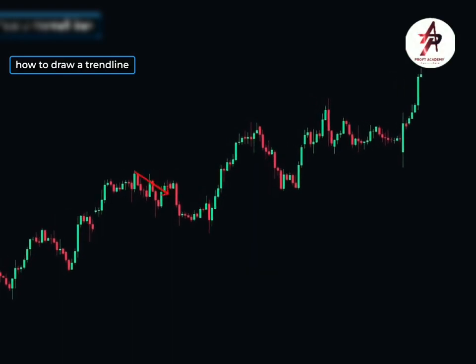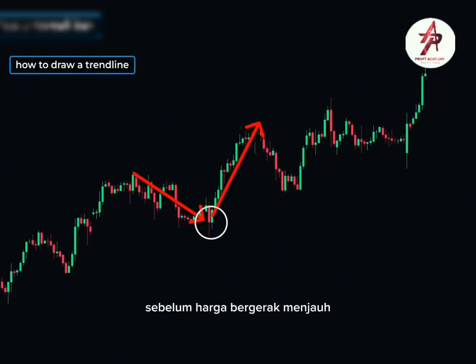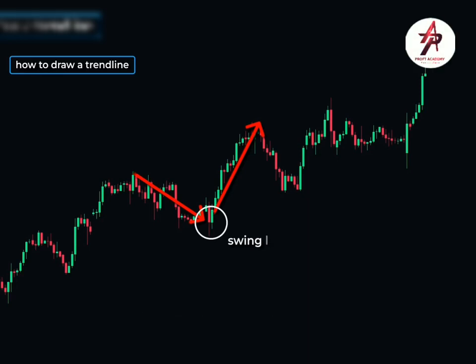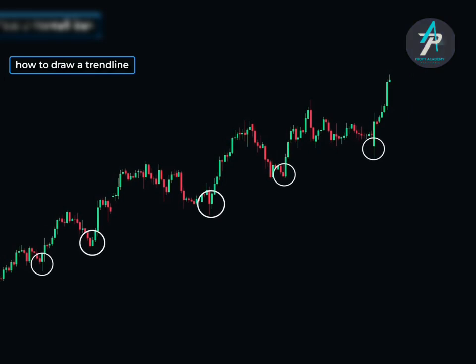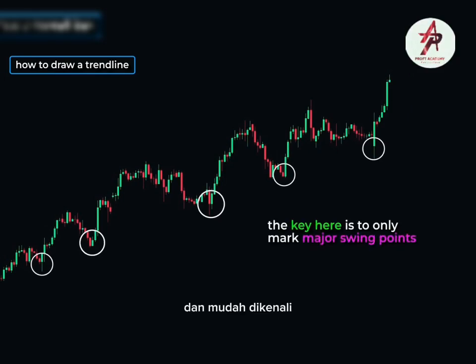For example, here we can see that price went down and then reverses back up. Now, this lowest point before the price moves away is called a swing low. Our job is to find as many of these swing points as possible on the chart. And in this case, we can see multiple swing lows right here. However, the key here is to only mark the swing points that are major and obvious to spot. So, only mark the ones that stand out.